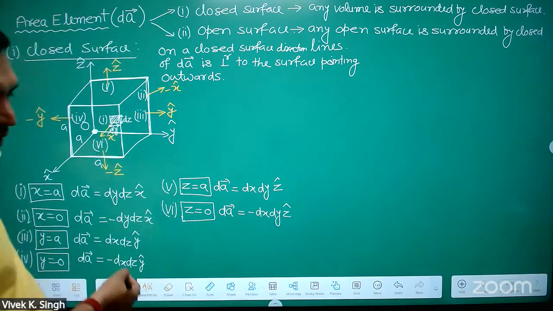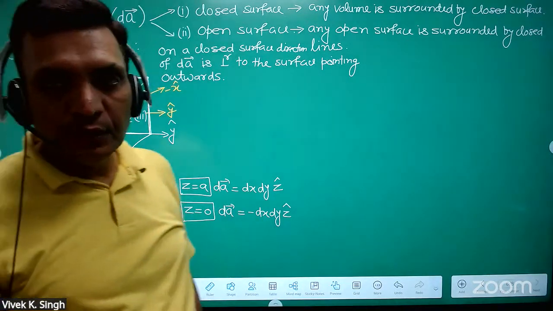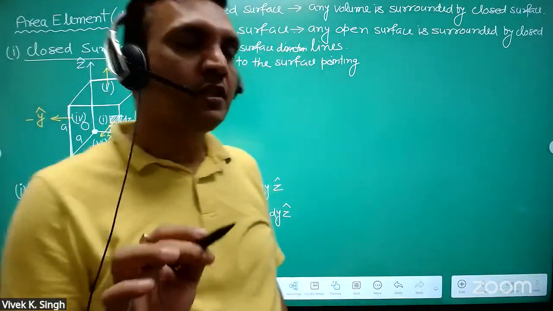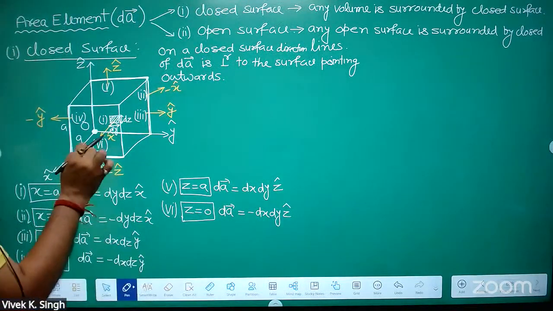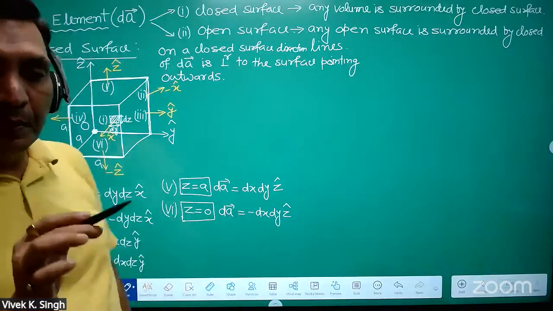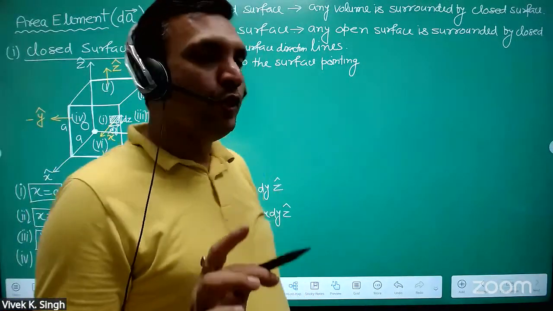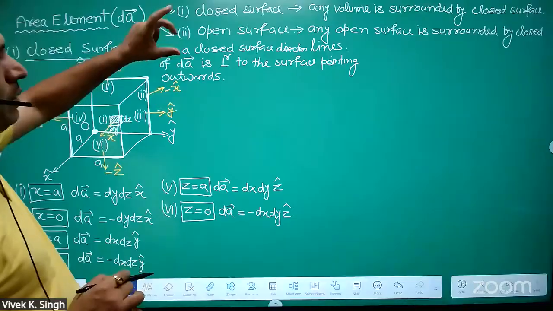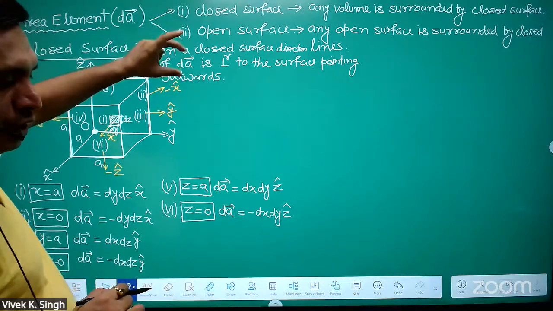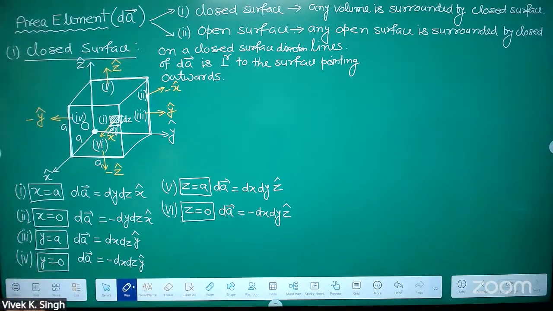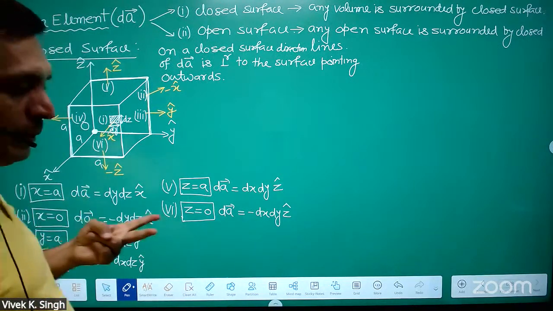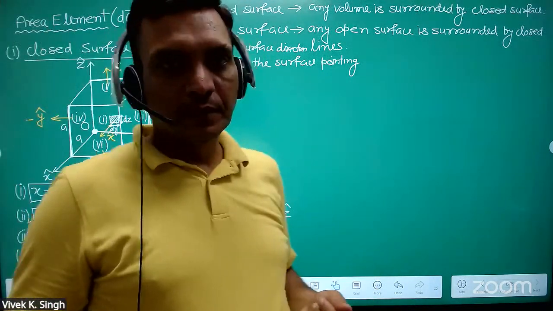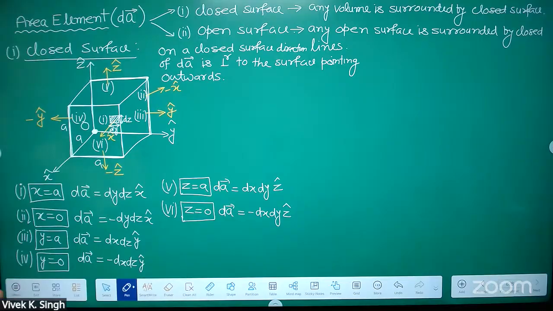So in this way, you can write the direction of the area element on a closed surface. dA will always be perpendicular to the surface pointing outward. So you have to remember how to write the direction of dA, and magnitude you can see, because in the area element you have two variables. Is it clear? Yes, sir.